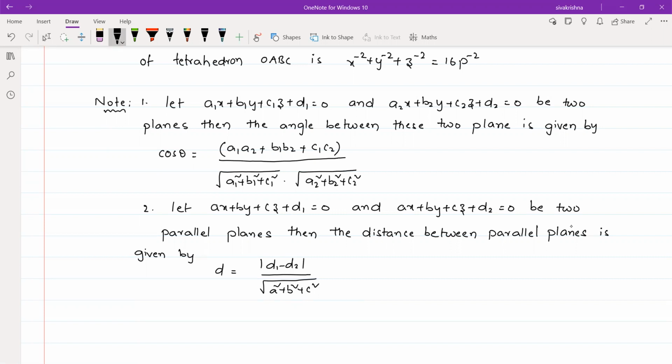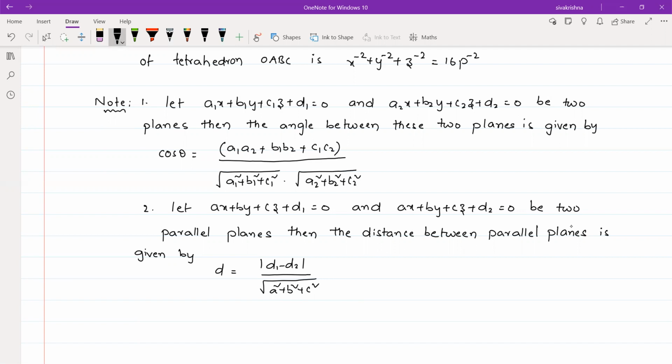Then the angle between these two planes is given by the formula cos theta is equal to a1 a2 plus b1 b2 plus c1 c2 by root of a1 square plus b1 square plus c1 square into root of a2 square plus b2 square plus c2 square. Here a1 b1 c1 and a2 b2 c2 are the coefficients of x, y, z in the two planes.